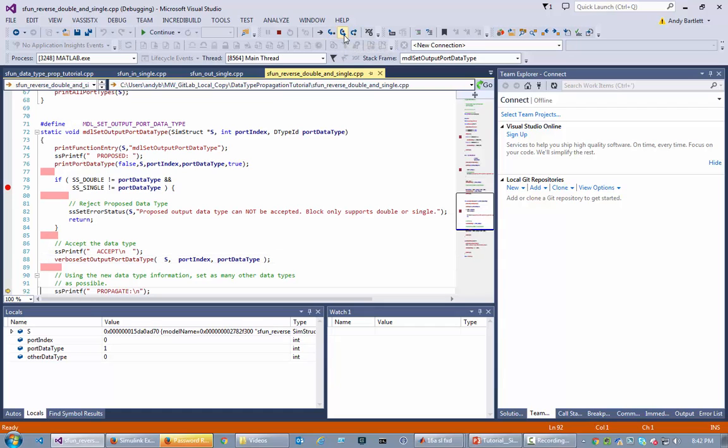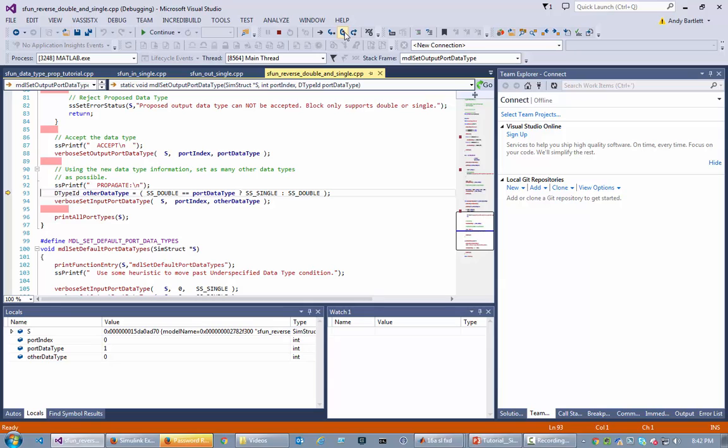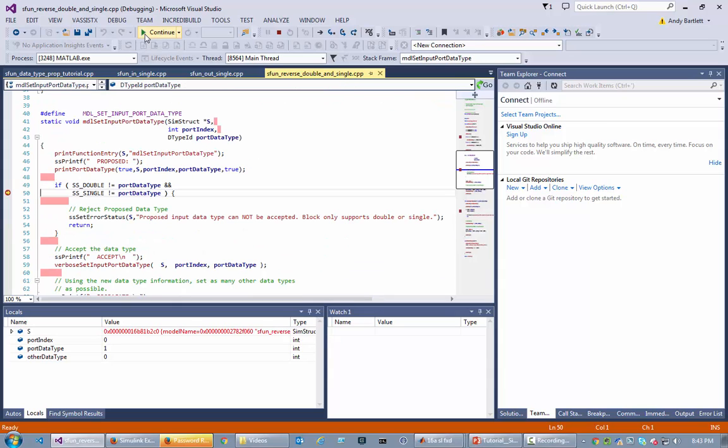So it will do the acceptance, and now it's going to go into its propagation phase, and it's going to set the other data type to the opposite of what came in. So now the other is going to be 0, which is data type double, because single was what came in. And then it'll set its input port to that data type, and then it's done, and that information has been passed on to Simulink engine, which will then further check the information for consistency and further propagate it to other blocks if there's no error.